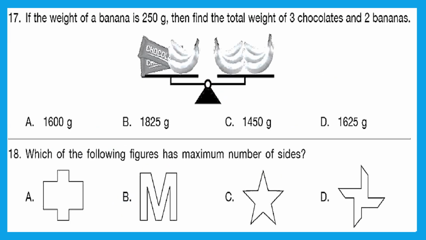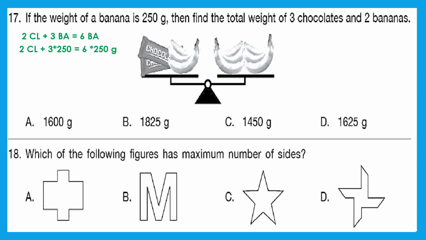Question 17. If the weight of a banana is 250 grams, then find the total weight of 3 chocolates and 2 bananas. So what we have to find? The given is the weight of a banana. We have to first find the weight of chocolate. Then only we can give the total weight of 3 chocolates and 2 bananas, right? So let's find. Here from the beam balance, what can we see? We can see that 2 chocolates plus 3 bananas equal to 6 bananas.